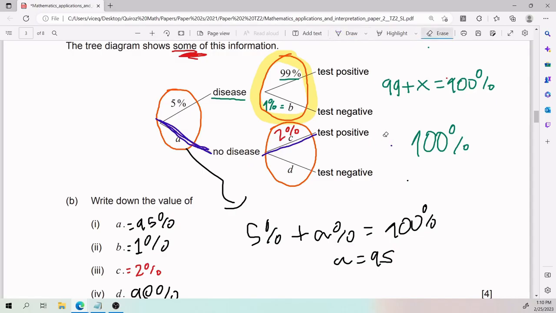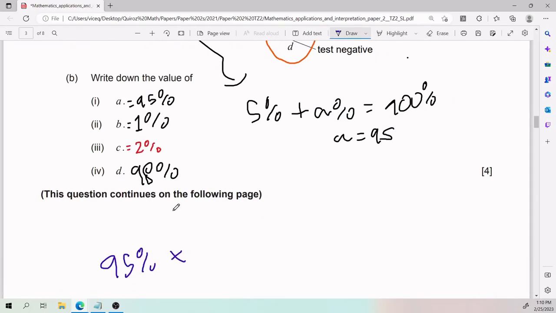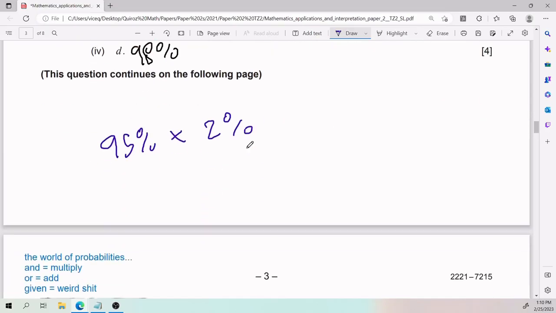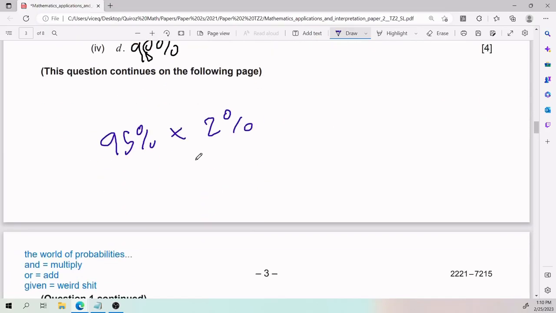And when I put a circle here, or a square, let's say, it's the probability of going down this purple path, okay? Going down this purple path does not have a probability of 2%. That is another common mistake. The probability of going down that path is multiplying the A times the C, which in this case is 95% times 2%. Now you might be thinking, how the hell do you multiply percentages?